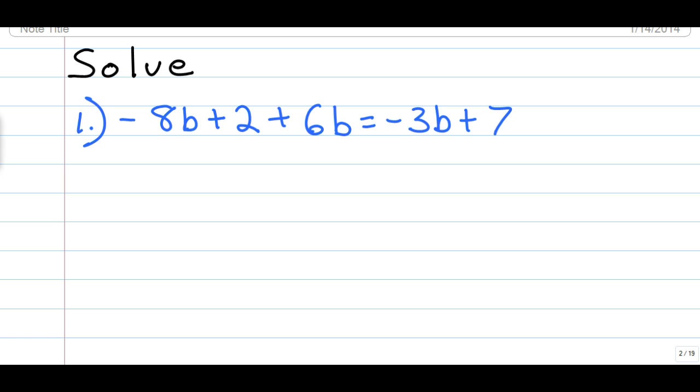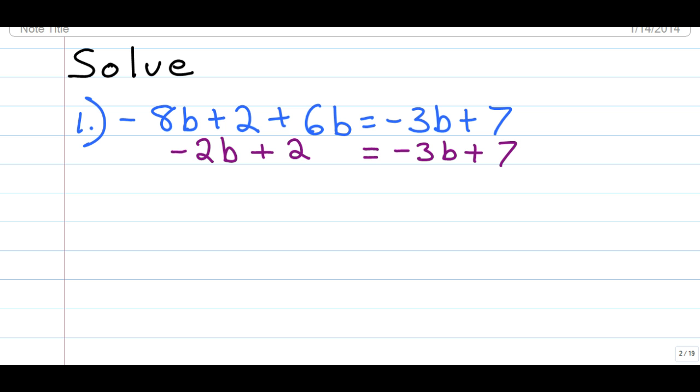Let's begin by simplifying both sides of the equation. In looking at the left side of the equation, we see that we have a negative 8b and 6b that are alike. We'll combine these two to create a 2b. We will then carry down the constant 2 and move on to the right side of the equation. On the right side, it is already simplified, so we'll simply carry it down as is.